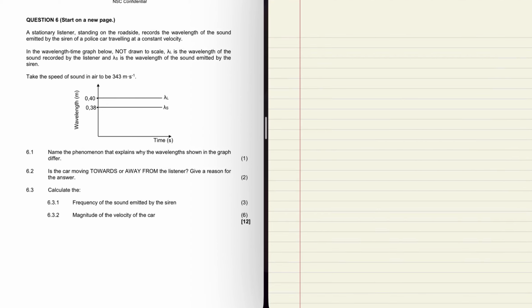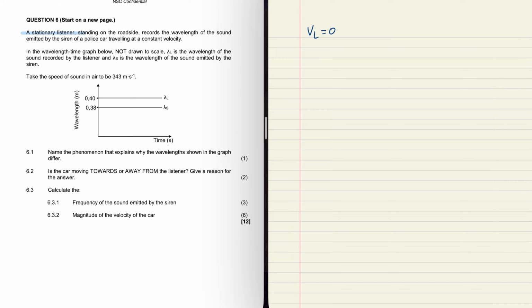Question 6 says, a stationary listener standing on the roadside records the wavelength of the sound emitted by the siren of a police car traveling at constant velocity. So I'm going to make a note here, a stationary listener. So that means that VL is equal to 0. Record the wavelength of sound.